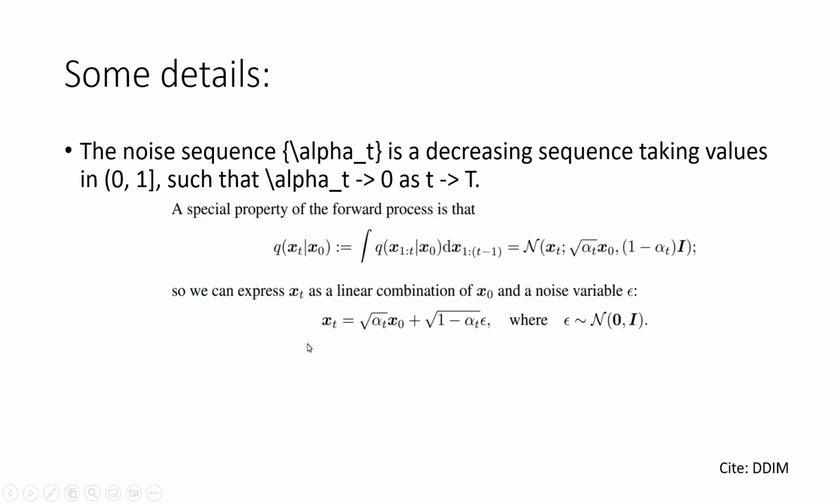So take a second and think about what would happen as alpha sub t approaches 0 in this formula. Feel free to pause your video and think about that question. What happens to xt as alpha sub t goes to 0?